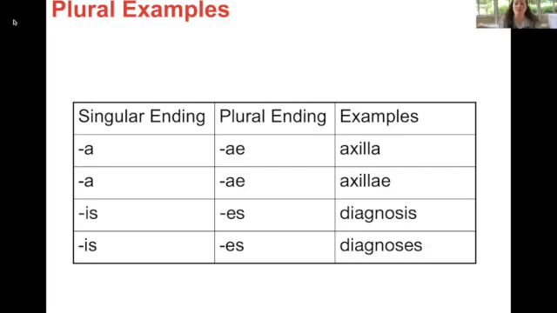So there you go. I think the way they wrote this is a little odd, but what it's trying to show you is that the singular is axilla and the plural has the AE. Diagnosis is a singular diagnosis, but if you get multiple, then it's diagnoses, I think is how you would say it.